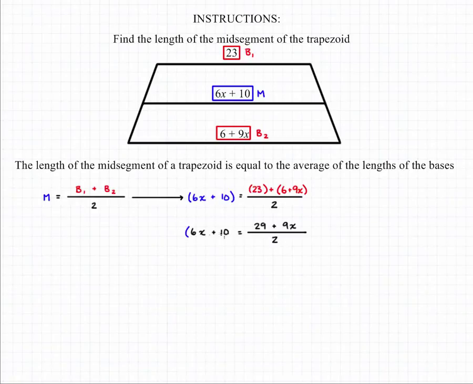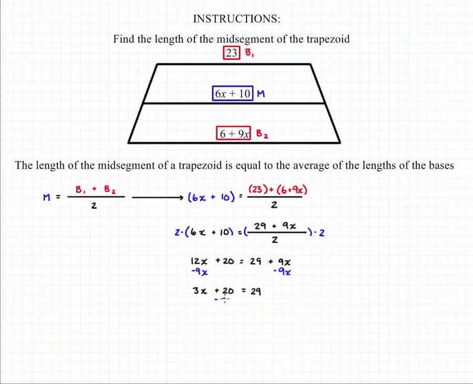So the first thing we're going to do is to multiply both sides of the equation by 2. This is going to give us 12x + 20 on the left, and leave us with 29 + 9x on the right. From here we can subtract 9x from both sides of the equation, and that will leave us with 3x + 20 being equal to 29.